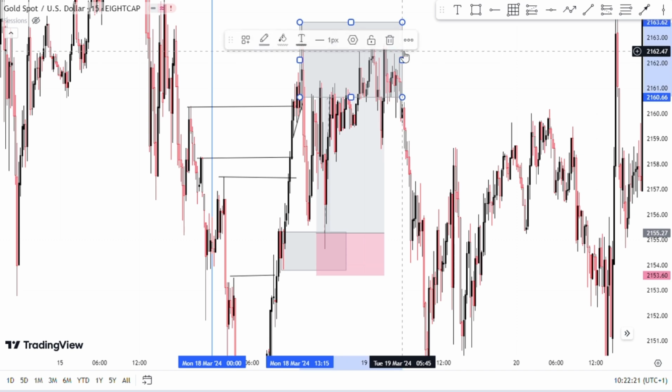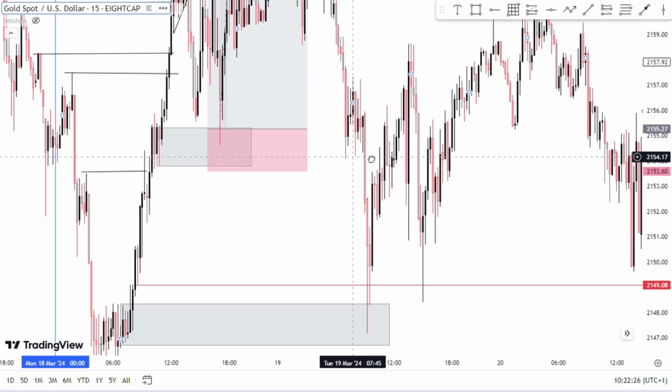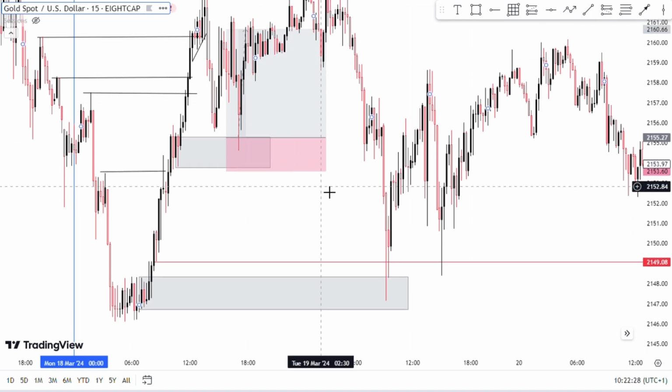And then let me delete this. And also, if you check closely, let's check for another level. The price broke two levels at the same time.